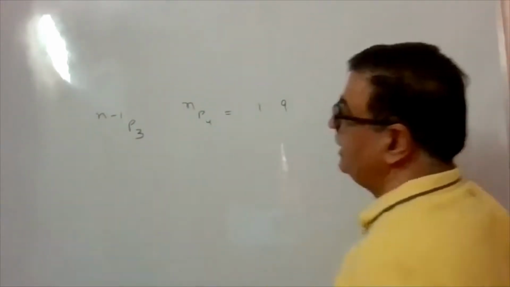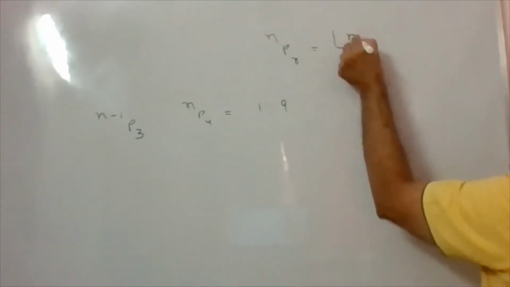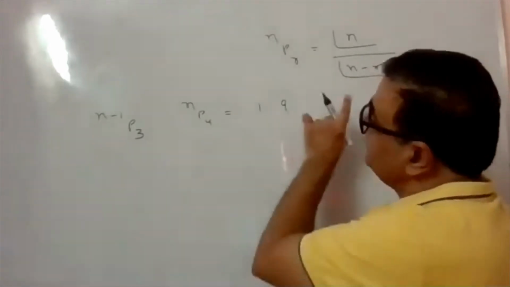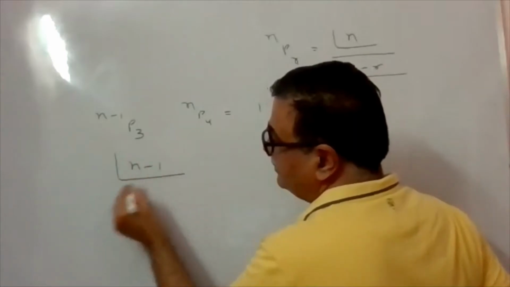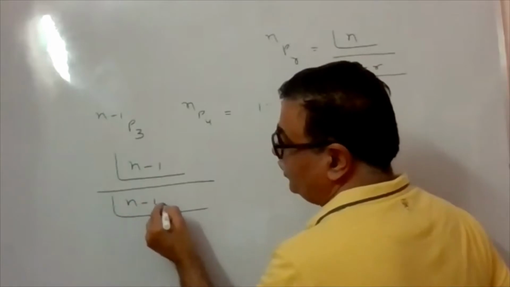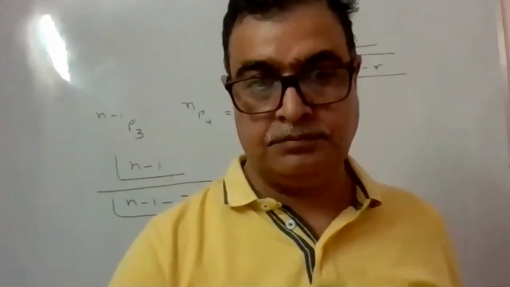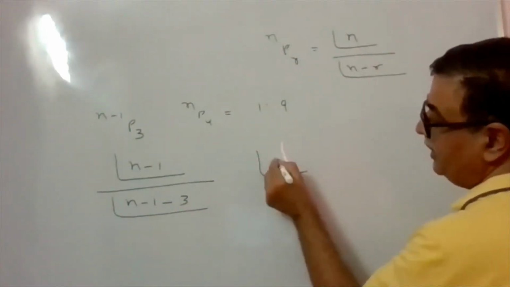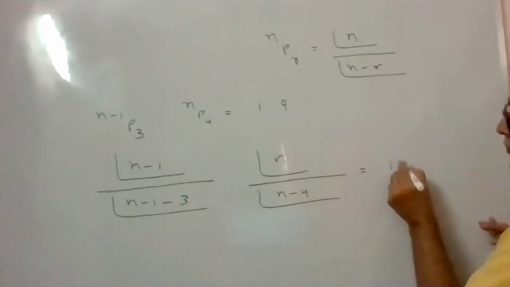Formula already we have done last time. What the formula was? NPR is factorial N by factorial N minus R. So I'll use this formula and then we'll try to solve it. It will come out to be factorial N minus 1 by factorial N minus 1 minus 3, ratio factorial N by factorial N minus 4 come out to be 1:9.